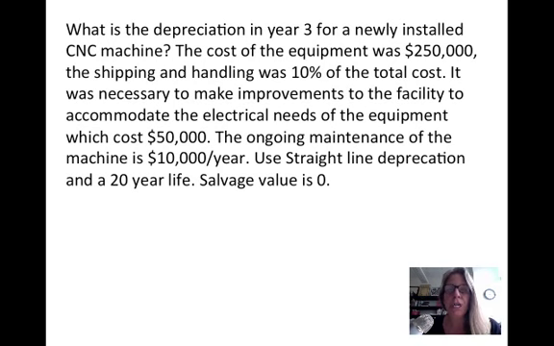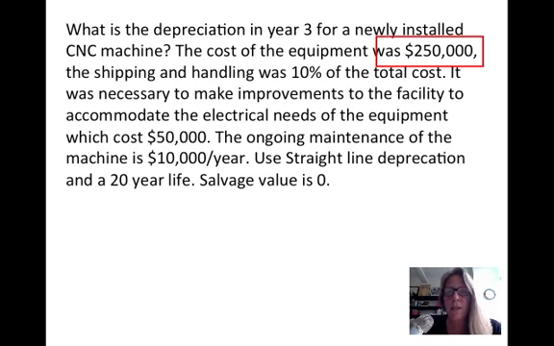What is the depreciation in year 3 for a newly installed CNC machine? The cost of the equipment is $250,000. The shipping and handling was 10% of the total cost. It was necessary to make improvements to the facility to accommodate the electrical needs of the equipment, which cost $50,000. The ongoing maintenance of the machine is $10,000 a year. Use straight-line depreciation and a 20-year life. The salvage value is 0.